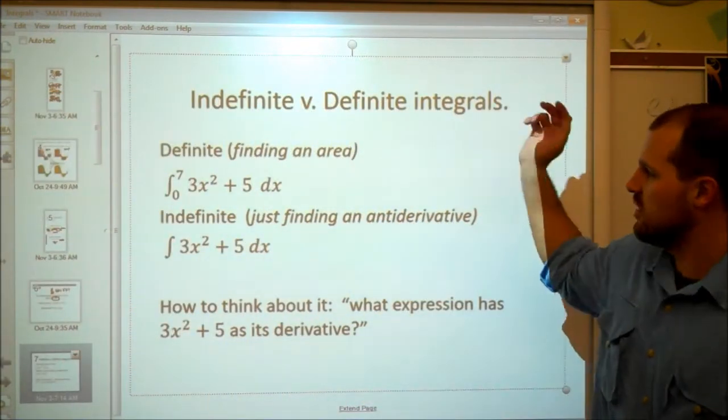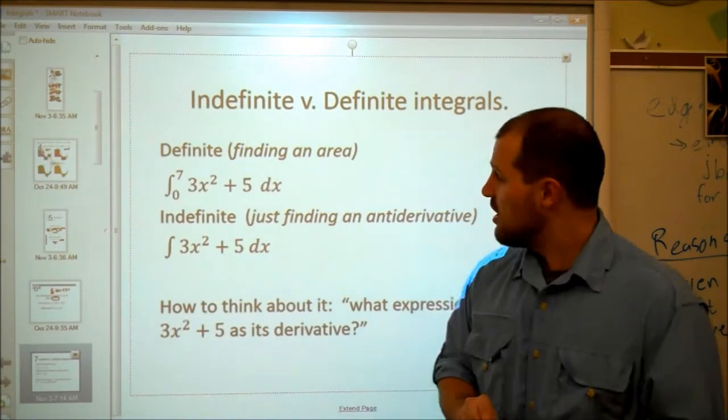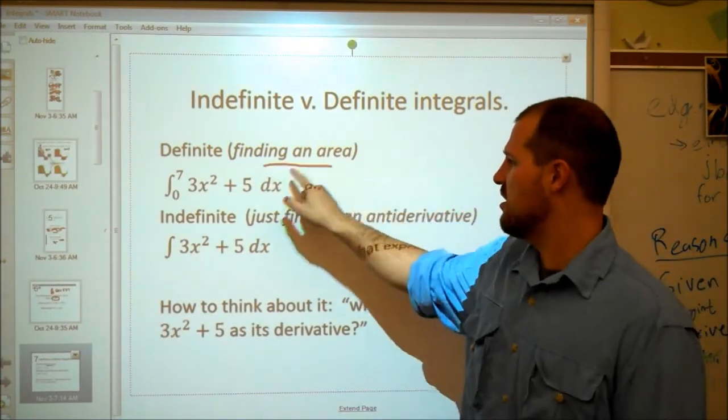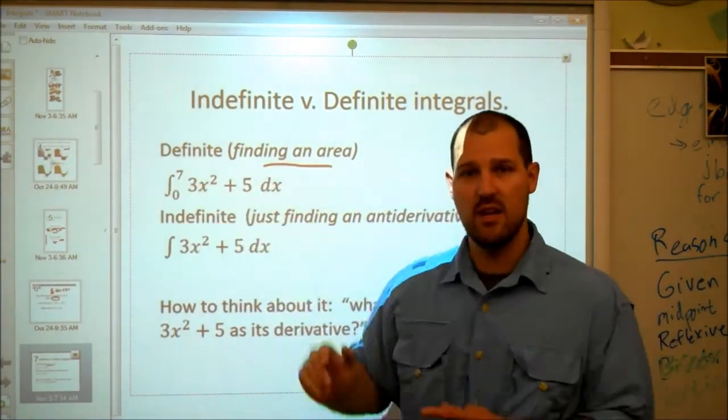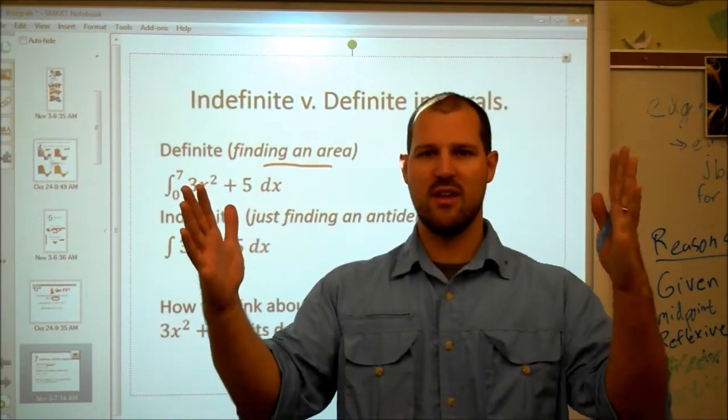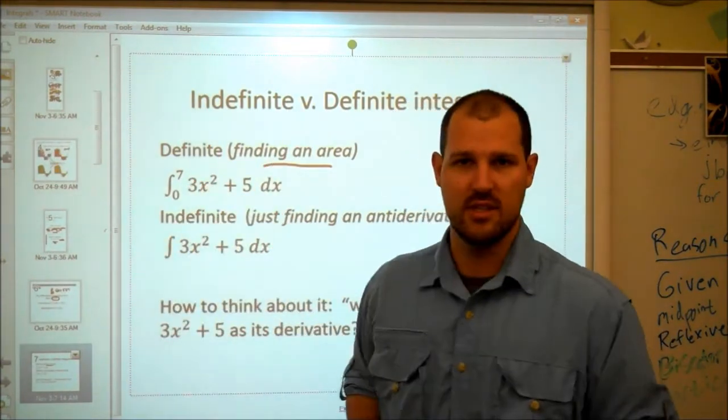Okay? First things first, we need to know the difference between definite and indefinite. In the definite case, it finds an area, we have bounds. Okay? It goes from 0 to 7. In the previous video, we went from 0 to 3. Okay? So we've already done this. We've done examples just like this.